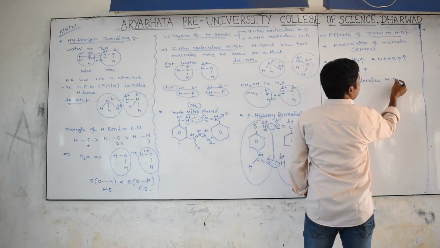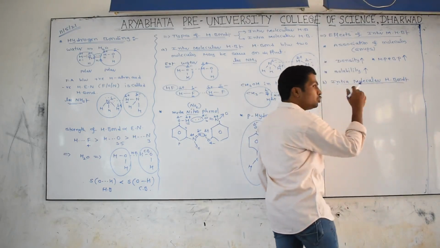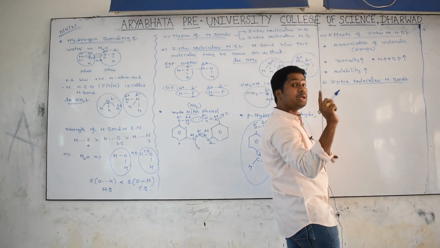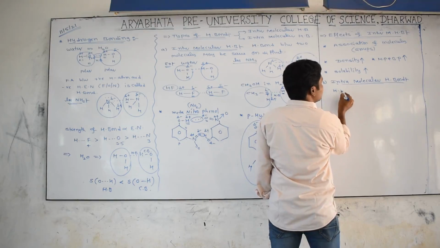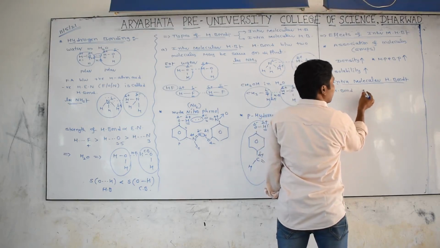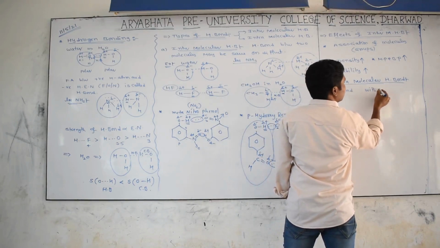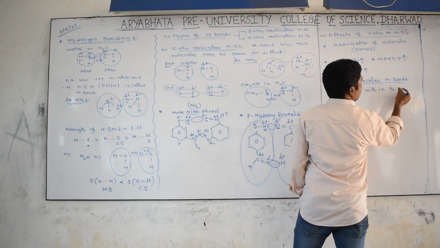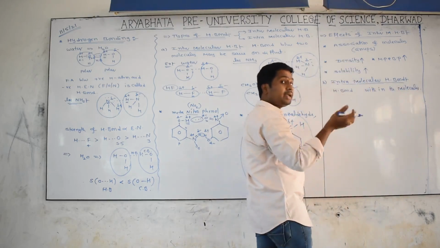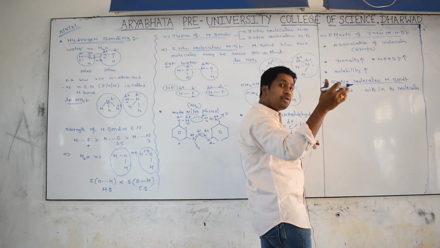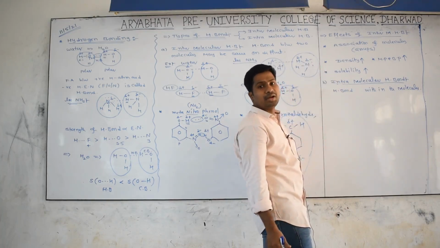Intramolecular hydrogen bond. Inter means what? Hydrogen bond between two molecules, which may be the same or different, but between two molecules. But intra means the hydrogen bond formed within the molecule. So in between the molecules means inter, and within the same molecule means intra, which is called intramolecular hydrogen bonding.